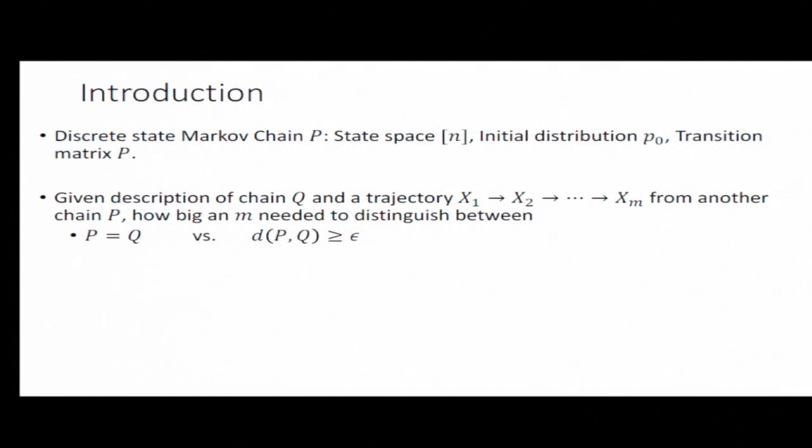This is the type of question we want to answer in our work. Given a description of a chain Q and access to a trajectory from another chain P, how long a trajectory do we need to observe before we're able to tell whether P is Q or far from Q?